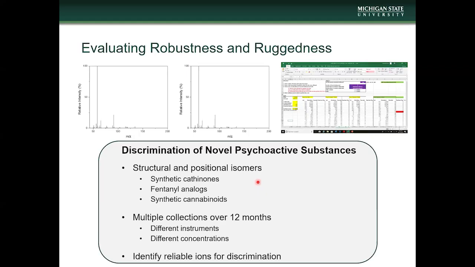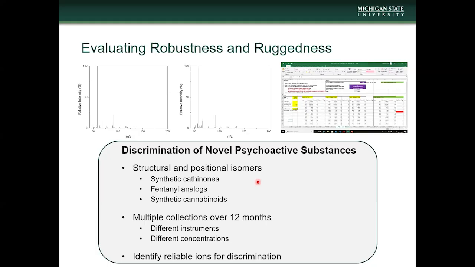So we went through that document and we pulled out the cathinones, the fentanyls, and some synthetic cannabinoids that were known to be difficult to distinguish, and those were the ones that we focused on for this part of the work. We then collected spectra of these samples on 2 different instruments over a 12-month period.